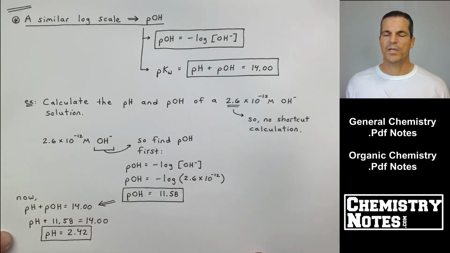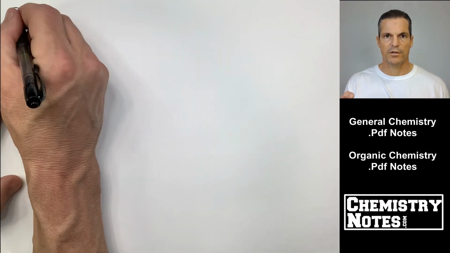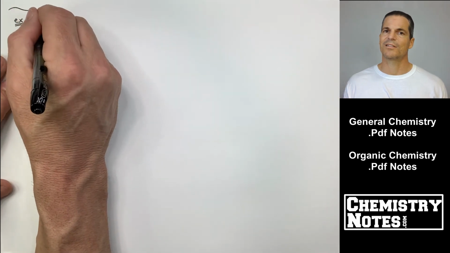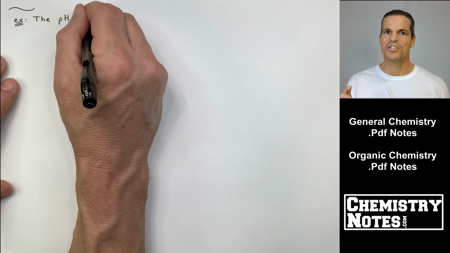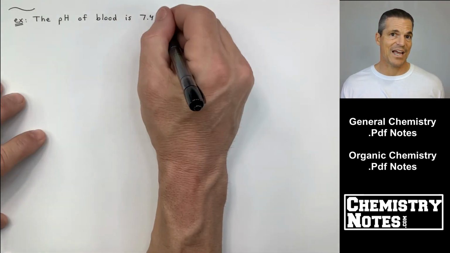A pH of 2.42, that's acidic, right? So be careful not to look at the pOH value, guys. Oh gosh, 11 something, really basic. No, that's the pOH. The pH has its own scale, the pOH doesn't. The pH for that last one was 2.42.